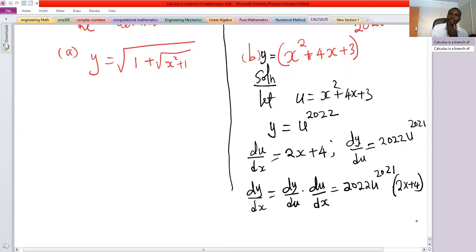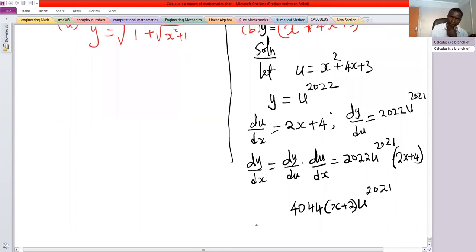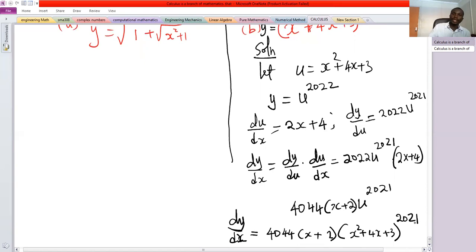And so this is the same as, actually we can factor out 2, so we'll have 4044 into x plus 2, factoring out 2 multiplied by this, then u power 2021, which will give us dy dx is 4044 x plus 2, and then u is x squared plus 4x plus 3 raised to 2021. So that is the answer to part b.